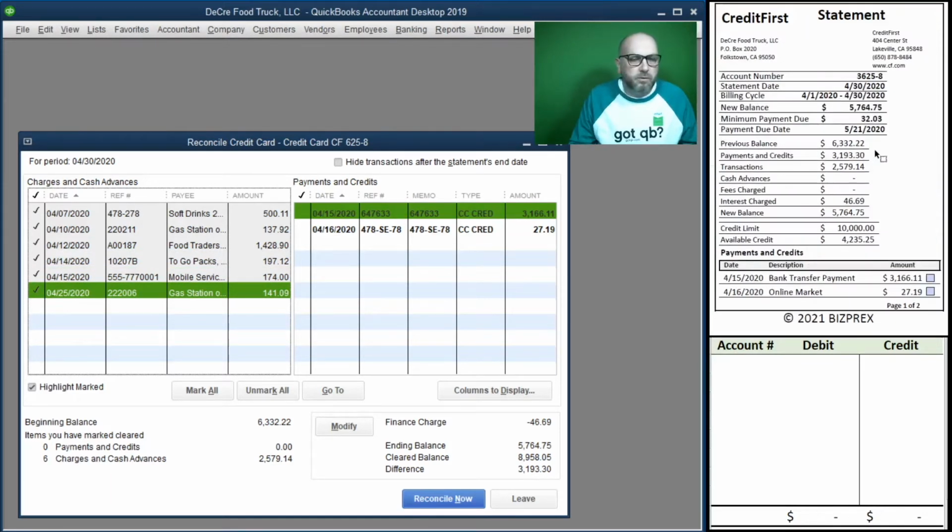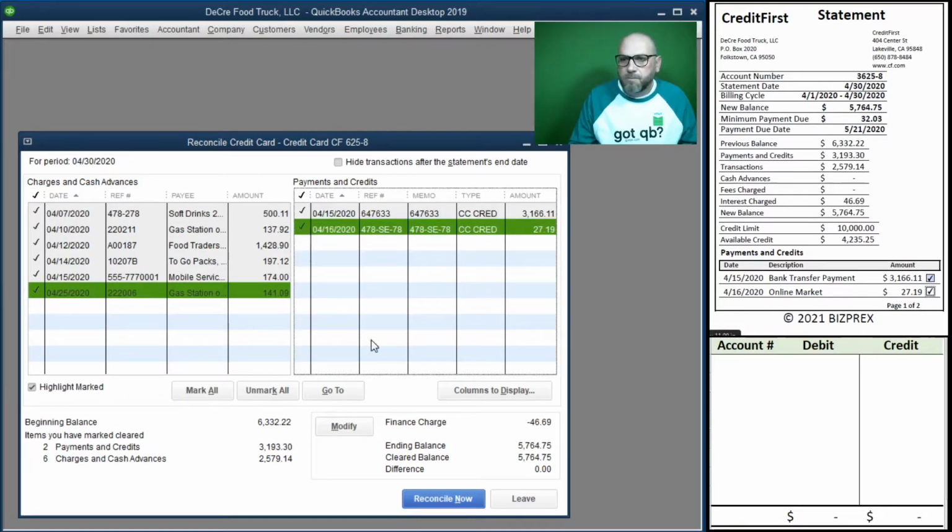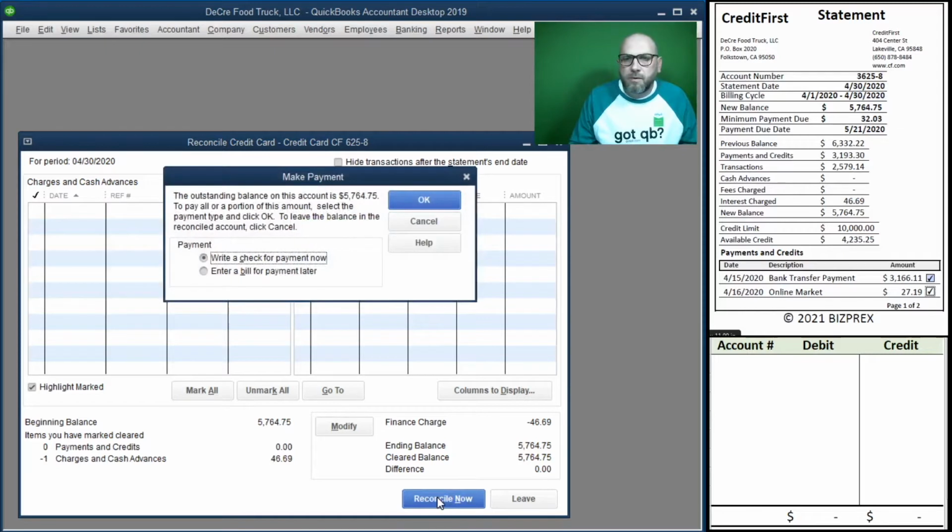What else do we have? We also have our payments and credits. Voila, and we have zero difference, right? That's our objective. Reconciliation is successful. All right, we're not going to write the check or enter the payment now, so we're just going to click cancel.